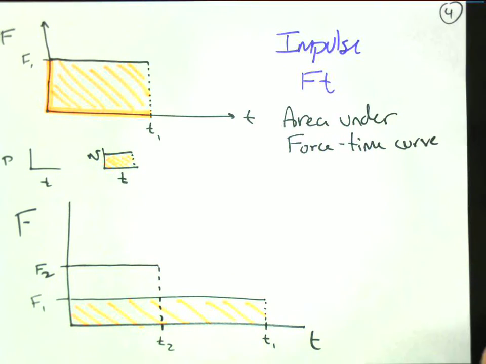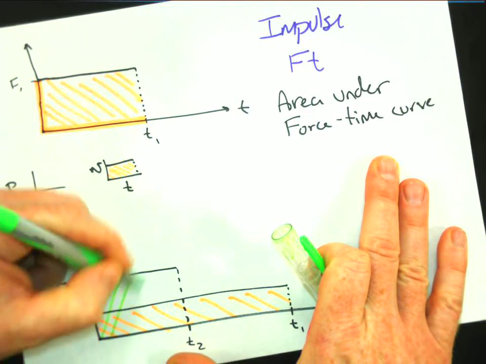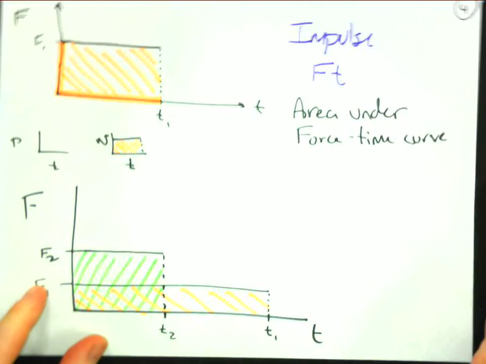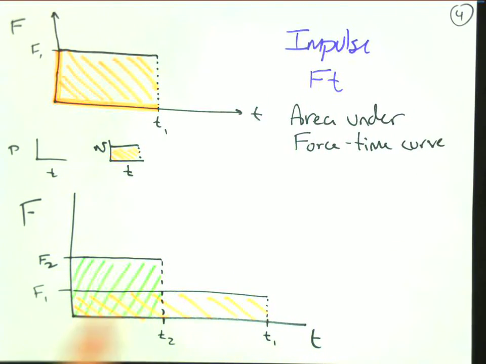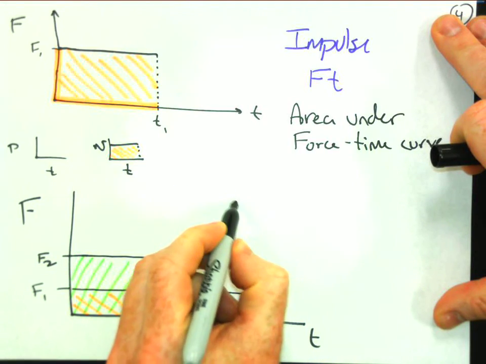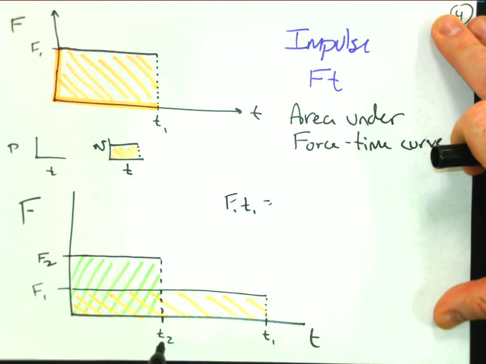Then what you have now, let me use a different color here so that it stands out, is the area under that new curve, which is going to be equal to the area under the original curve here. It's just a different shape to it, but you get the same amount of area, and therefore the same amount of impulse. So you would have F1 times T1 equals F2 times T2.